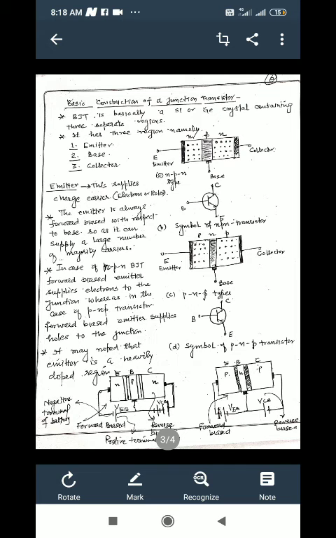The emitter is always forward biased with respect to the base so that it can supply a large number of majority carriers to the junction. In the case of an NPN BJT, the forward biased emitter supplies electrons to the junction, whereas in the case of a PNP transistor, the forward biased emitter supplies holes to the junction. It may be noted that the emitter is a heavily doped region because it supplies charge carriers.